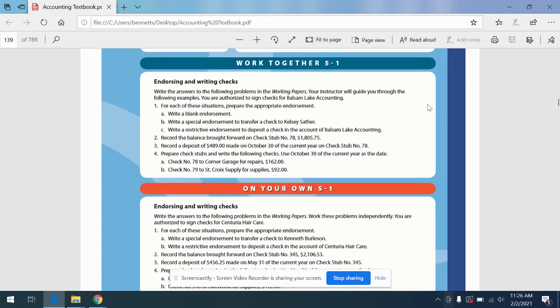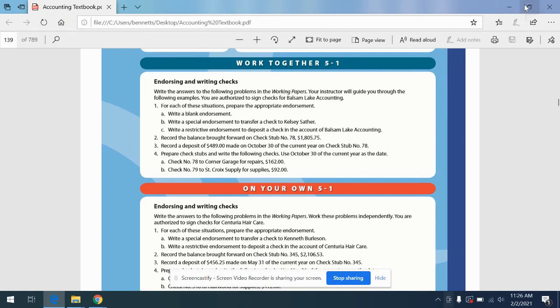Desiree Sheets, do you see the work together and on your own exercises? Okay. So it says, write the answers to the following problems in the working papers. Your instructor, myself, will guide you through the following examples, and you are authorized to sign checks for Balsam Lake Accounting. Okay. And then we're going to look at the balance brought forward, recording a deposit, preparing the check stubs, and we'll go from there.